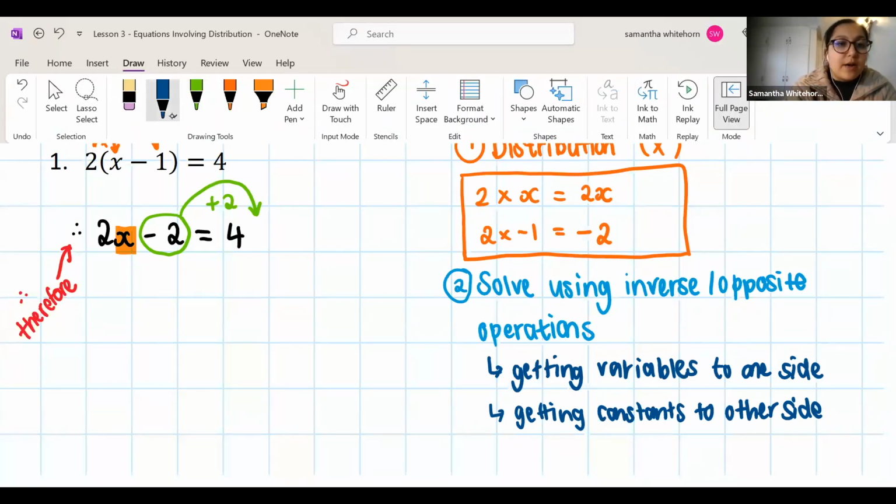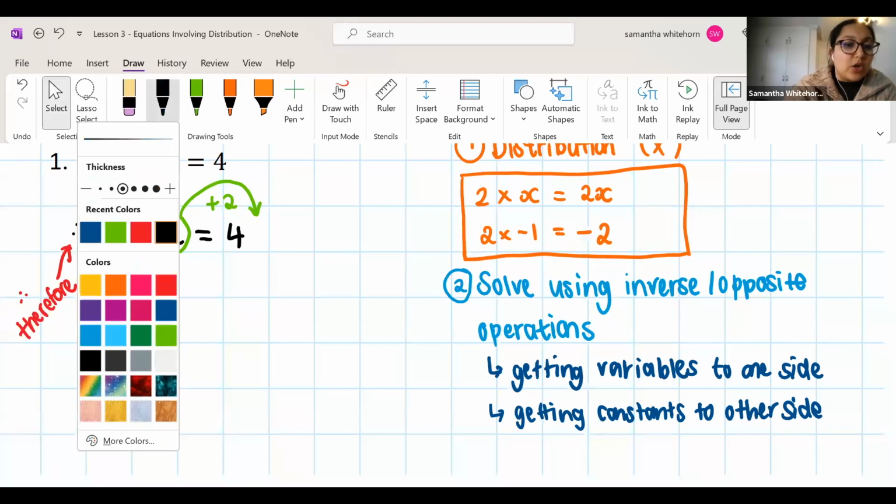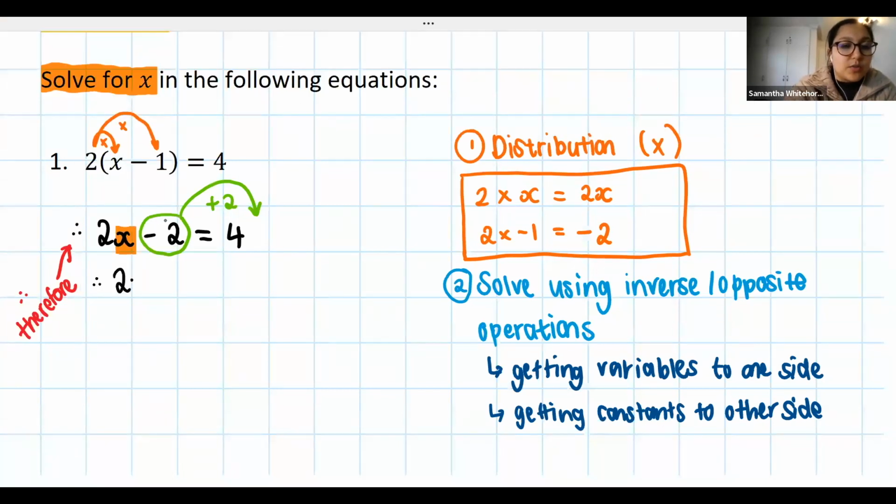What we then end up with is the 2x alone on the left-hand side, which is what I want. And then on the right-hand side, 4 plus 2. All my constants are now on the right. I can neaten up that right-hand side because we know that 4 plus 2 is 6. And then once again, I need to use my inverse operations to solve for x.